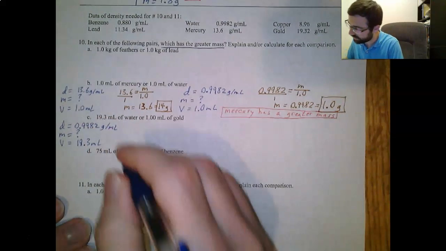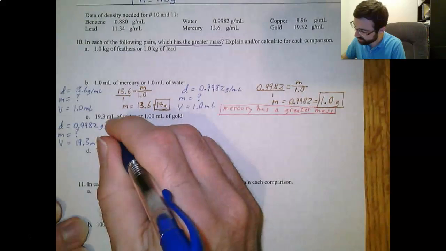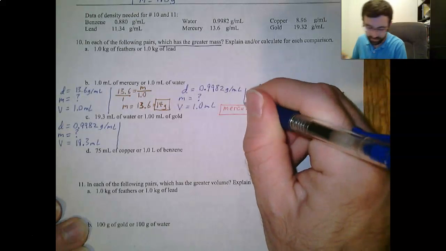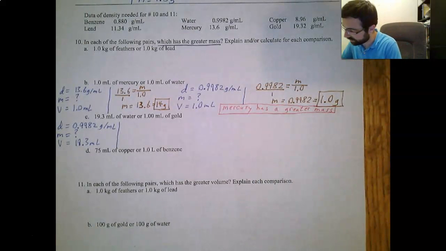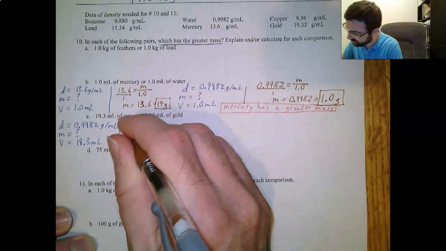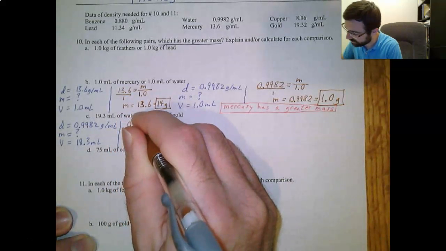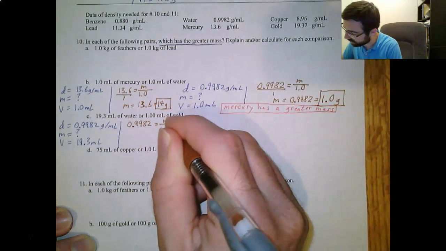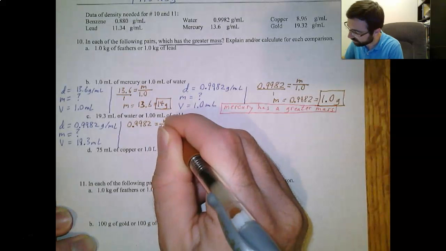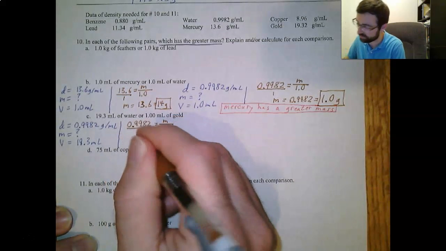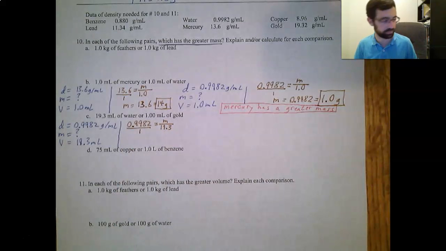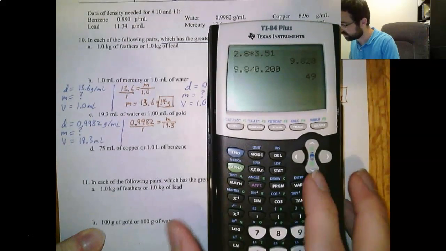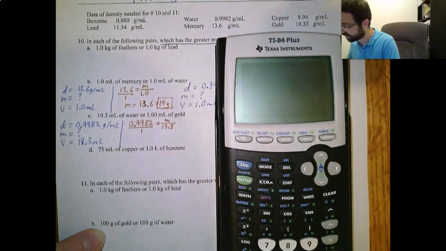All right, and let's go ahead and just solve. Should have drawn a line there just to make it a little neater. It's okay. Let's say I've got 0.9982 equals M over 19.3. Okay, let's put a 1 there. Cross multiply here, get our calculator out. I think I know the answer here, but let's just do it just in case.